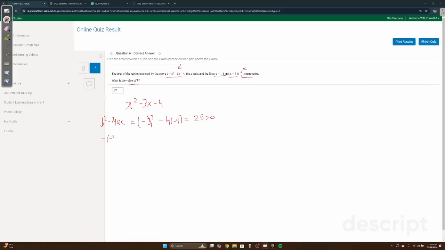Minus b, so minus 3, plus minus root 25 over 2a, so 2 times 1, which is just 2. So you're going to get 3 plus minus 5, because root 25 is 5, over 2. Let's start with the plus. It's going to be 3 plus 5 over 2, which is 4. Let's continue with the minus: 3 minus 5 over 2, which is minus 1.